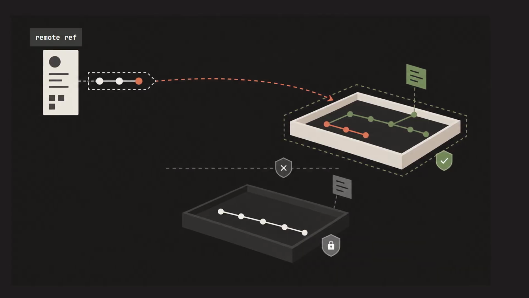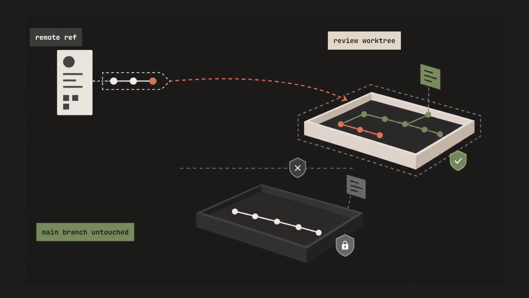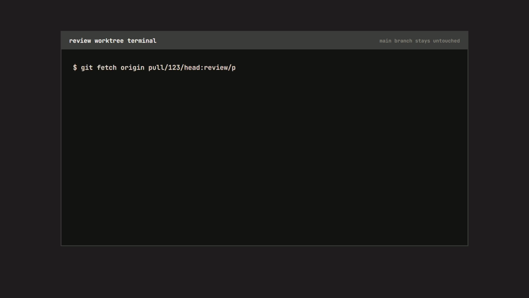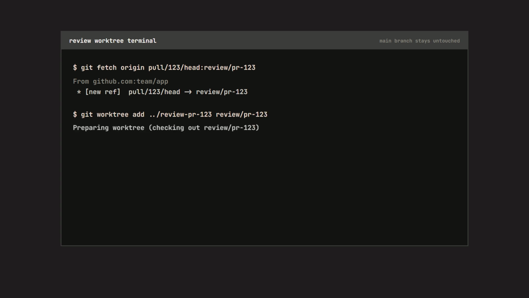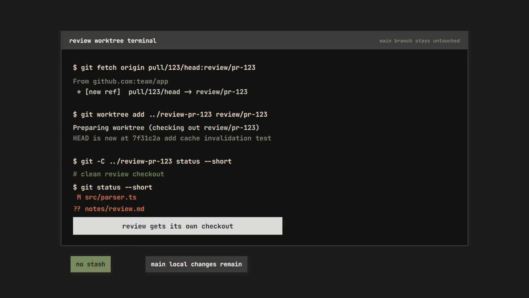For review work, the pattern is similar. Fetch the remote branch or pull request ref, then create a worktree for it. Now your main feature branch does not move, your local changes are not stashed, and the review can have its own space. This is the main practical win. Worktrees turn branch switching into directory switching, while the repository history remains shared.